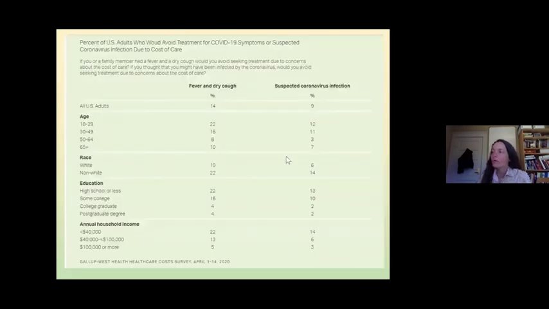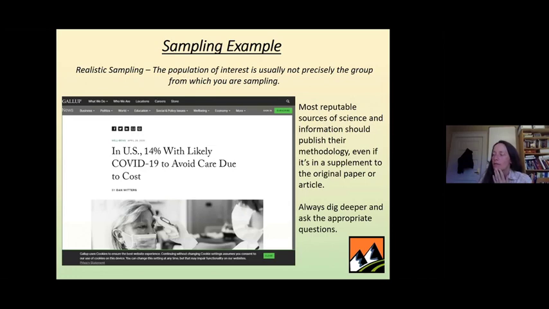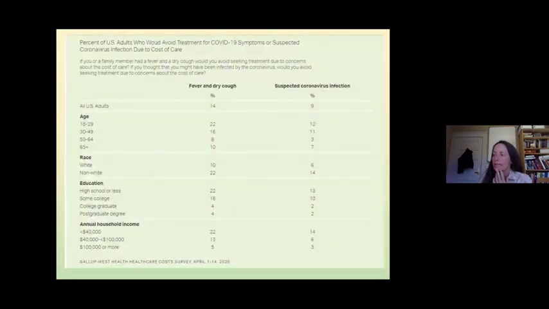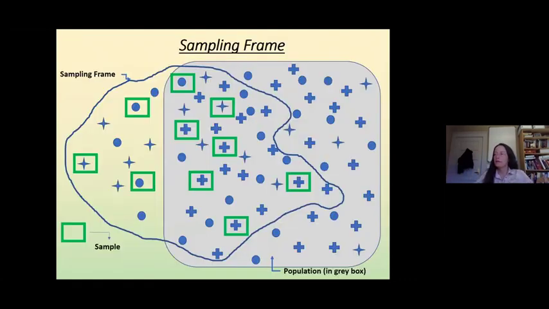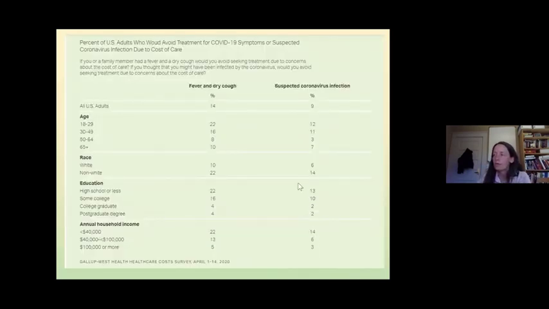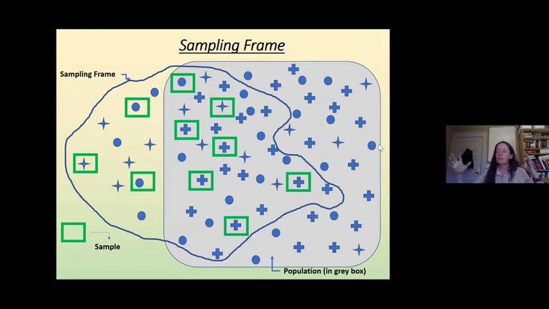So these Gallup polls, in a perfect world, would hit everyone in the United States. They would call this blue square everyone in the United States. Basically they want to know what proportion of people, if they suspected a coronavirus infection, would avoid seeking health treatment. And they got 9% in their sample. So the population of interest is really all Americans, all US residents. That's the population.